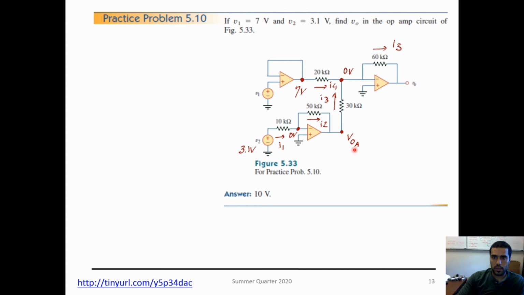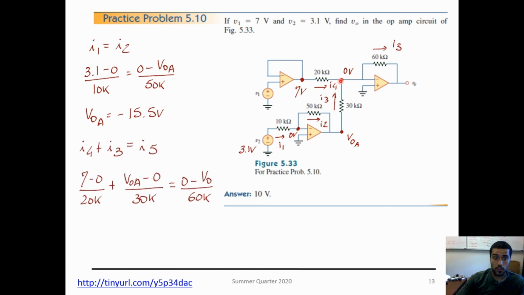Now let's start by calculating this V0A. So I1 current here is equal to that current I2, apply Ohm's law, and I get V0A. Now I know I have 7 volts and minus 15.5, so I apply KCL on this node, and I get a V0 of 10 volts.